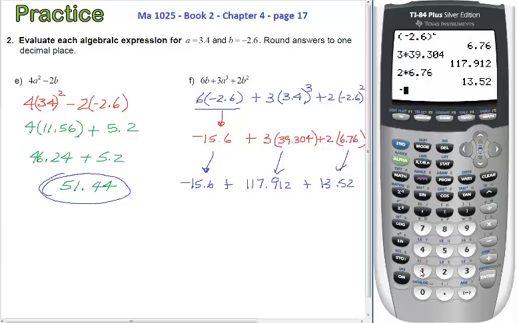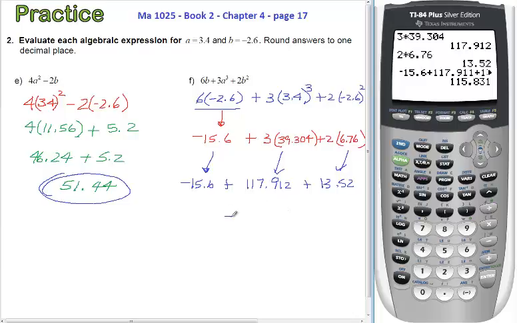So negative 15.6 plus 117.912 plus 13.52, and we're there at 115.832. Now, 115.831.